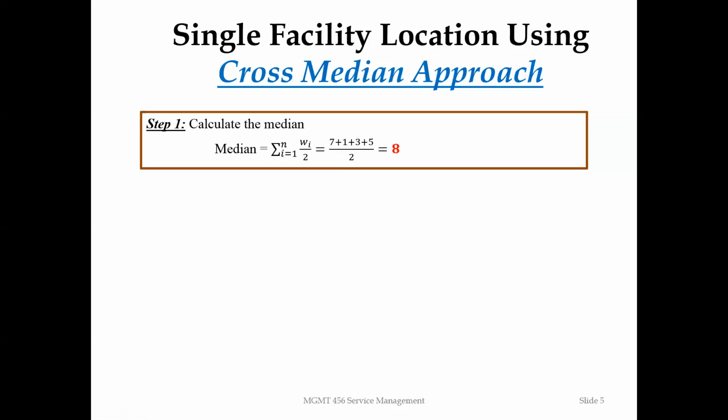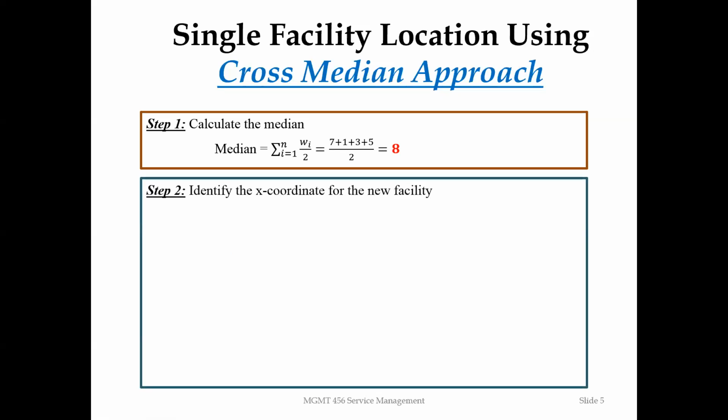Basically, you need to add all the weights for all cities: 7 plus 1 plus 3 plus 5. These are the weights for all 4 cities. And then divide by 2. Regardless of the number of cities or customer locations, it's always divided by 2. Keep that in mind. So 7 plus 1 plus 3 plus 5 divided by 2 gives you 8. So the median value is 8. This is a very important number because in step 2 and step 3, we need to add the total weights and compare them with this number, which is 8. So keep this number in your mind.